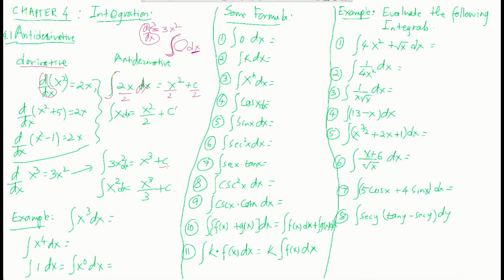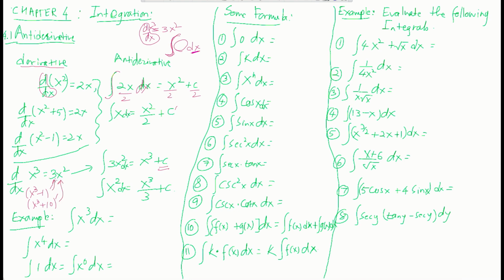You remember how I got c? Because the derivative of x cubed is 3x squared. The derivative of x cubed minus 1 is also 3x squared. If you find the derivative of x cubed plus 10, this is also 3x squared, right? All of them have the same derivative, right?